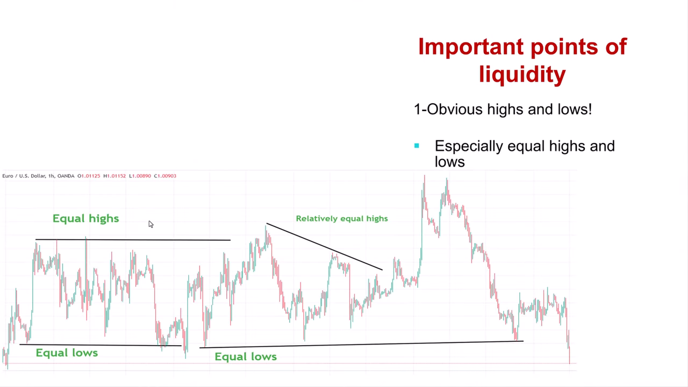What are important points of liquidity? The first obvious and important point of liquidity is going to be obvious and important highs and lows. All highs and lows are points of liquidity, especially equal highs and lows, especially protected highs and lows or strong highs and lows. They are going to act as liquidity, especially, I use this word 100 times in this slide, especially when the current movement is against the higher time frame movement. For example, the 4 hour movement is to downside and the 15 minute is going to upside. Those equal highs act as important liquidity, and it grabs that liquidity and reverses to the downside.